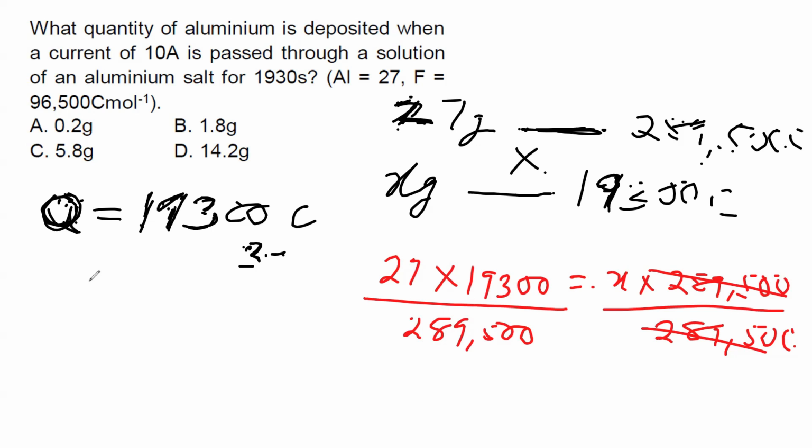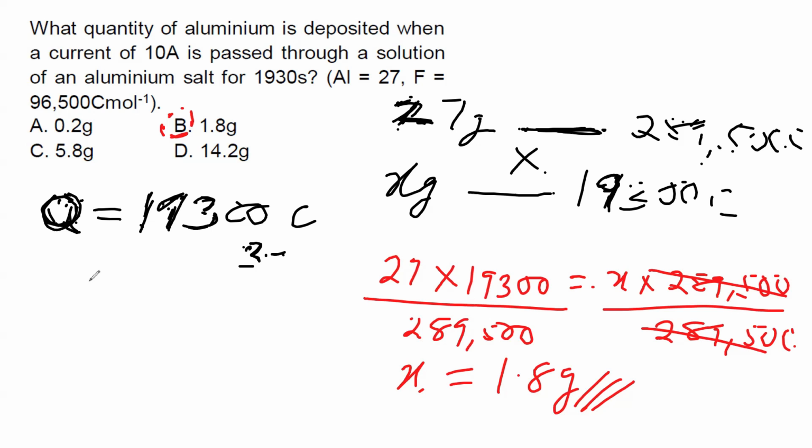So let's see what we are going to have. After we freeze our calculator, at the end we are going to have X equal to 1.8 gram. So the answer is 1.8 gram, which corresponds to option B. This is how to get the mass of an element during electrolysis. It means that during this electrolysis, the mass of the element that is deposited is 1.8 grams.